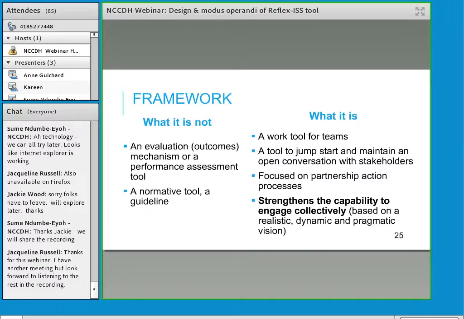Reflex-ISS was created as a work tool for teams. Its goal is to help start and maintain an open conversation between stakeholders to help overcome obstacles and take effective and pragmatic decisions about what actions are needed to address social inequalities in health. What is important is not the answers to the questions, but the process of reflection between partners.